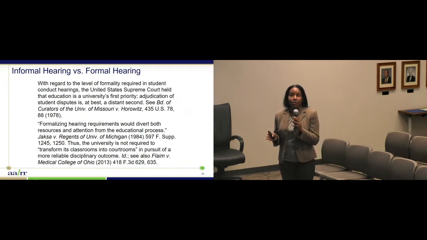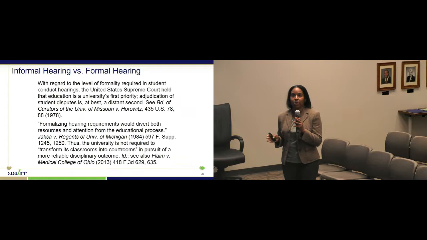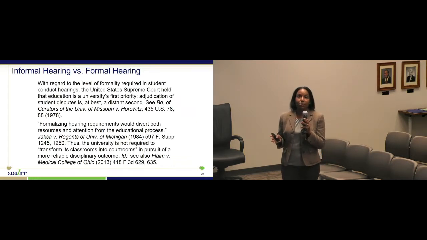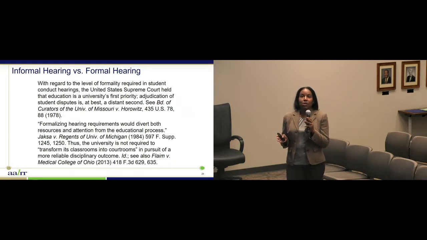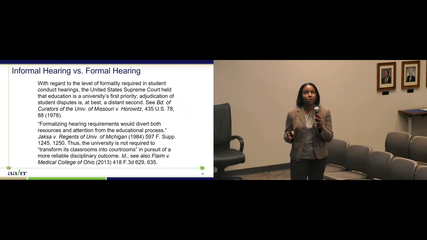That is a case that came out of Michigan. I've put this in here, not that it's controlling here, but because it allows you to look at a court's reasoning in this type of case. So the university is not required to transform its classrooms into courtrooms in pursuit of a more reliable disciplinary outcome. So when you are considering if you want to increase the hearing process, you just want to look at the balancing of resources.